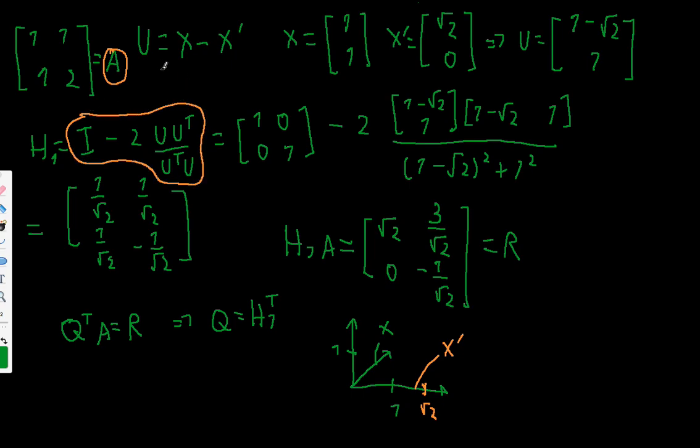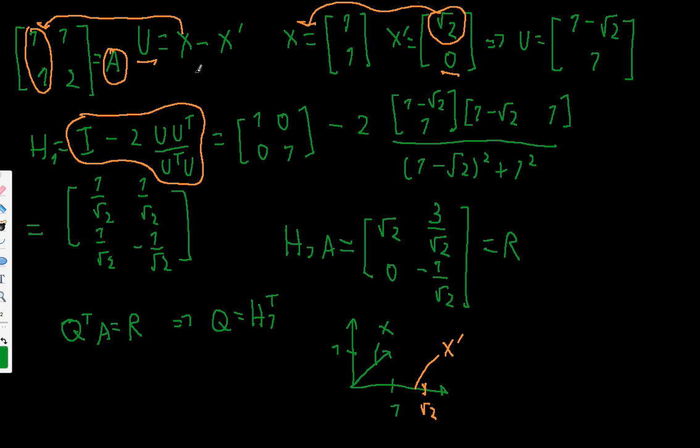Okay, so I will need to find my parameter u here, which is given by x minus x prime, where x is the first column vector of A. Okay, so this column here. So x is 1, 1, and x prime has as first component the norm of x, so square root of 2, okay? Square root of 1 squared plus 1 squared, which is square root of 2, and all other components are 0, okay? So the second component is 0, okay? And the first is, as said, the norm of this vector here, okay?